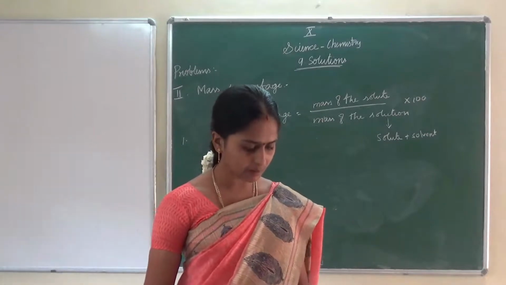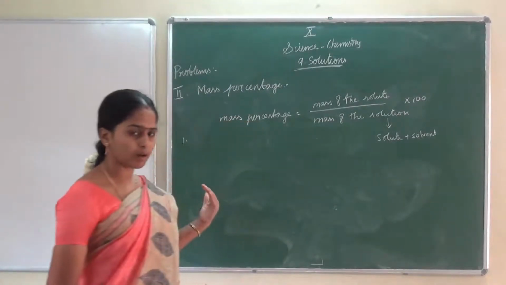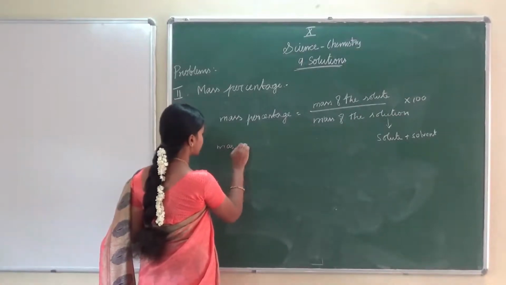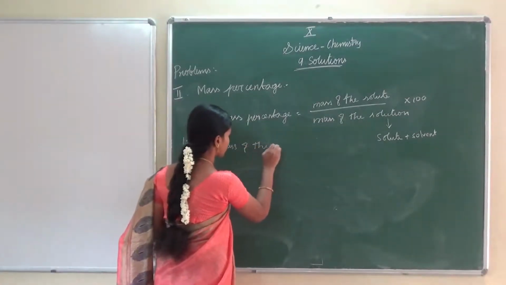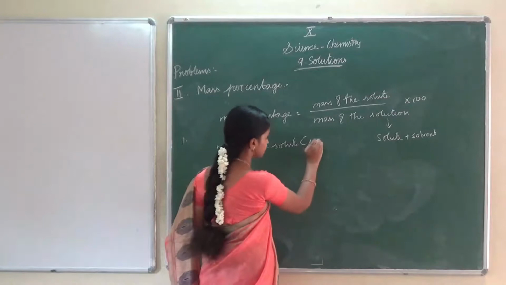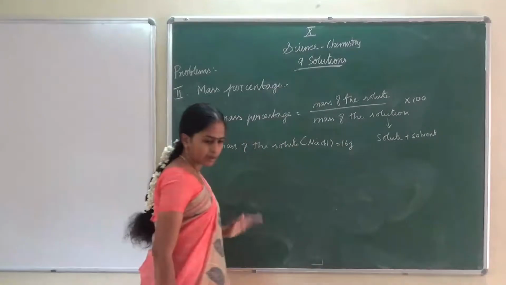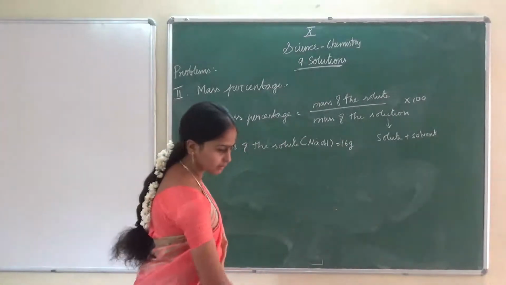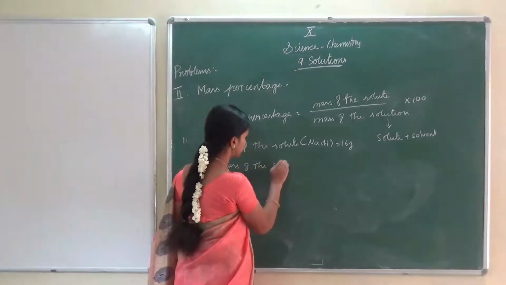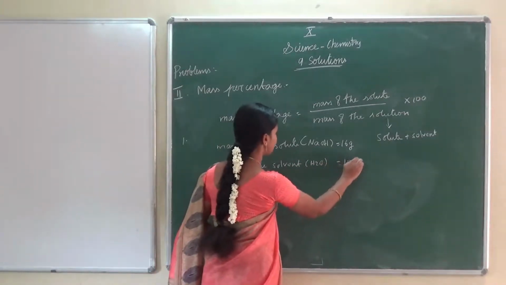Okay, first let us do as usual how we will write, how we will find for normal mass percentage calculation. Okay, so mass percentage calculation. Now mass of the solute. Here the solute is NaOH. Its value here it is 16 gram. And mass of the solvent here it is water. Mass of the solvent, water, it is 100 gram.